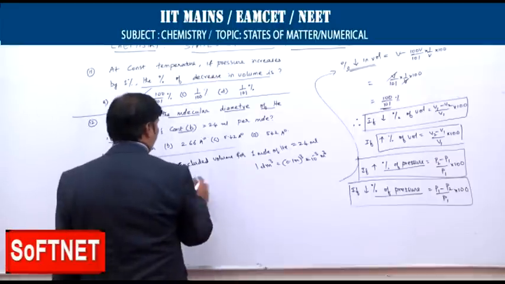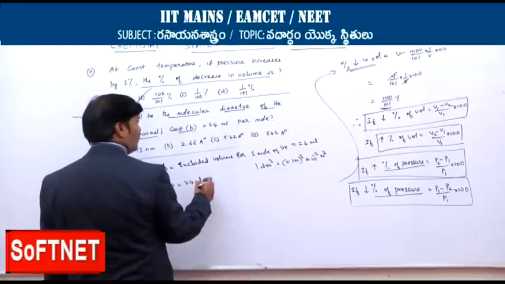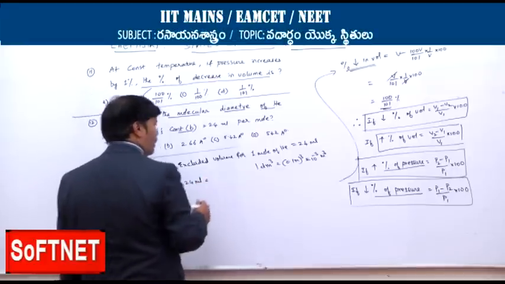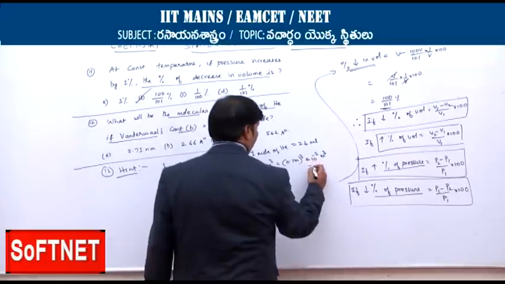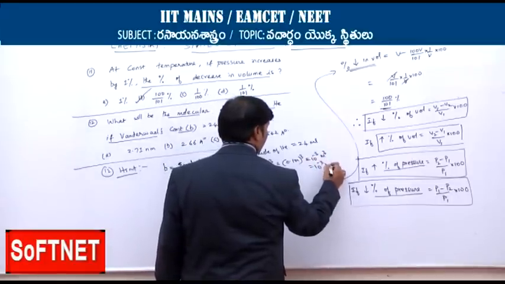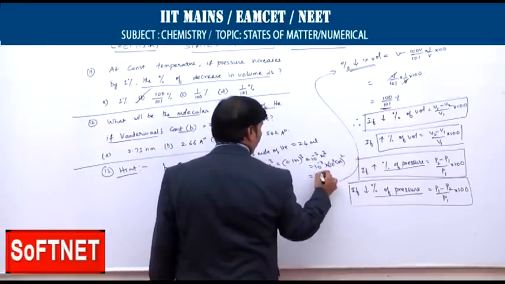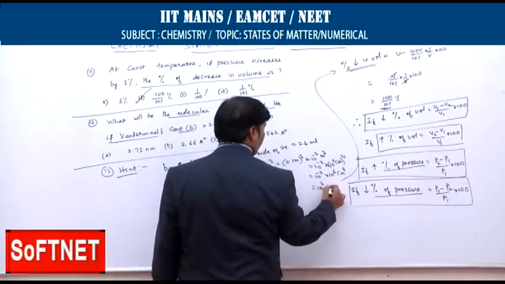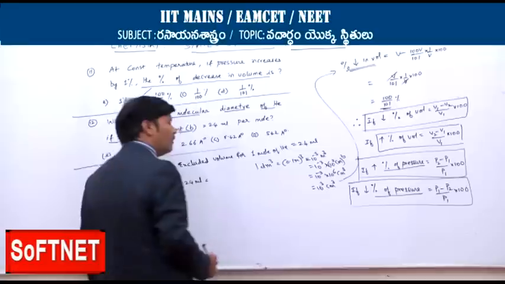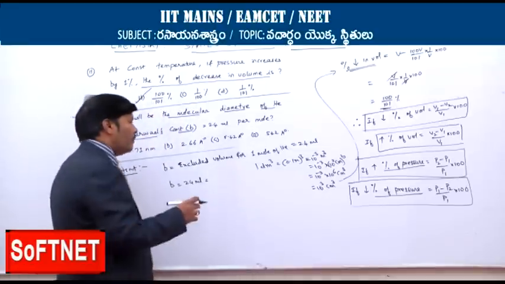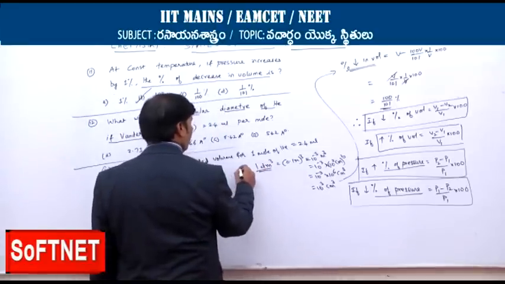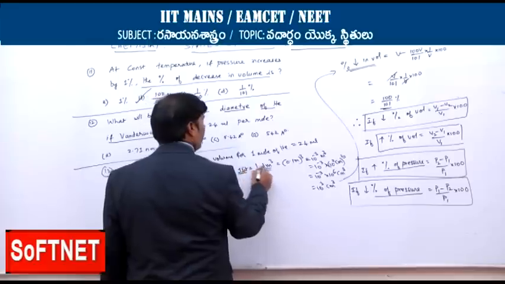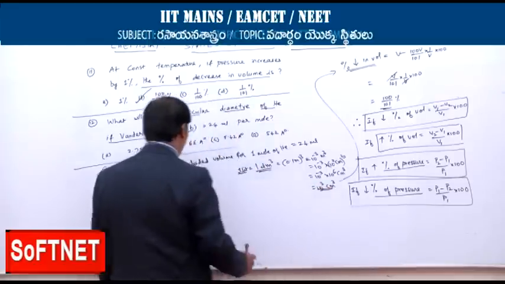So 24 ml, I'll expand this again: 10 to the power of minus 3 into 1 meter is 10 to the power of 2 centimeter whole cube. This is 10 to the power of minus 3 into 10 to the power of 6 centimeter cube, so this is 10 to the power of 3 centimeter cube. That means 1 liter is equal to 1 decimeter cube, which is equal to 10 to the power of 3 centimeter cube.